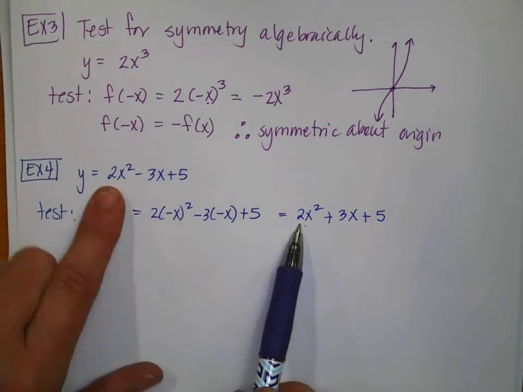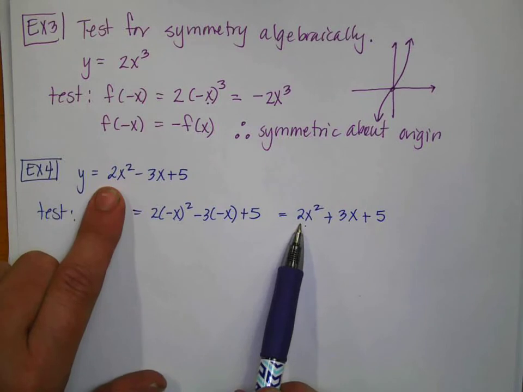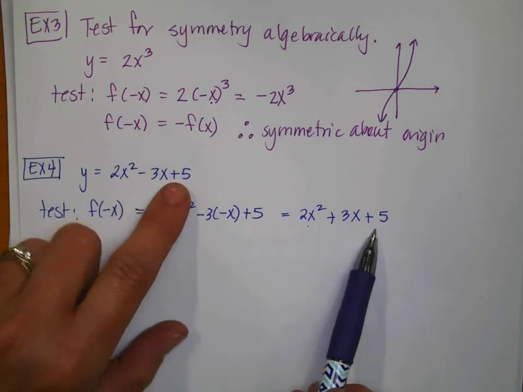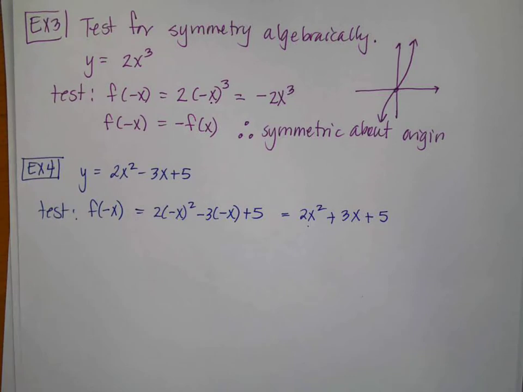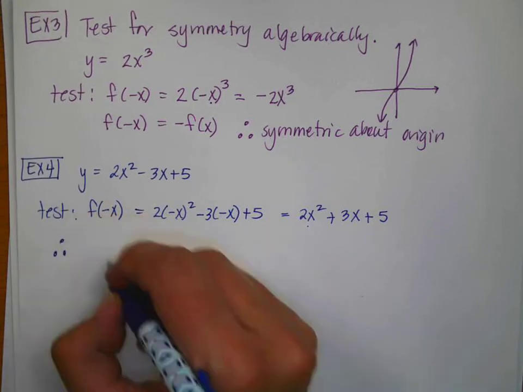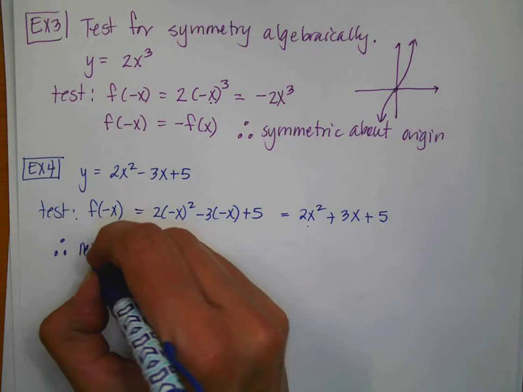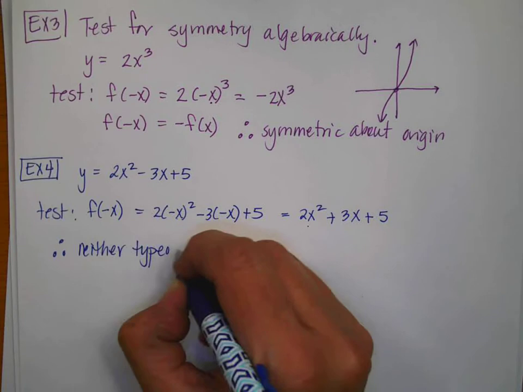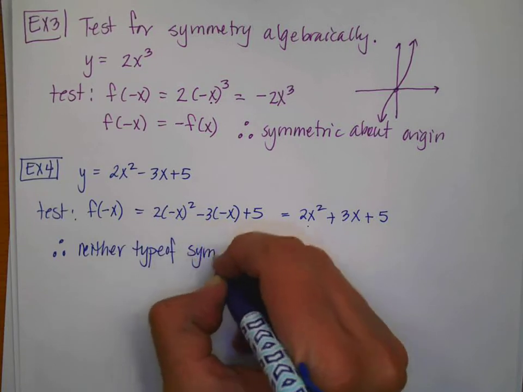Now let's compare the new equation and the old equation. These two terms are the same. These two terms have an opposite sign, sad day, and these two terms are the same. So it's neither all the same nor all different. So therefore, this is neither type of symmetry.